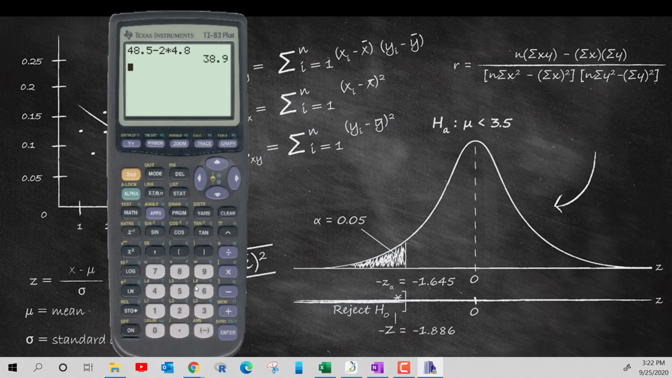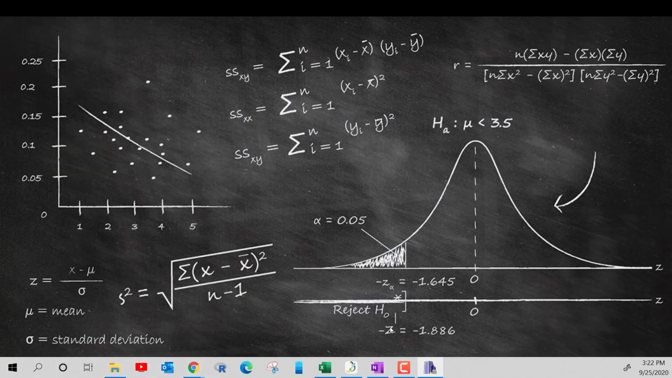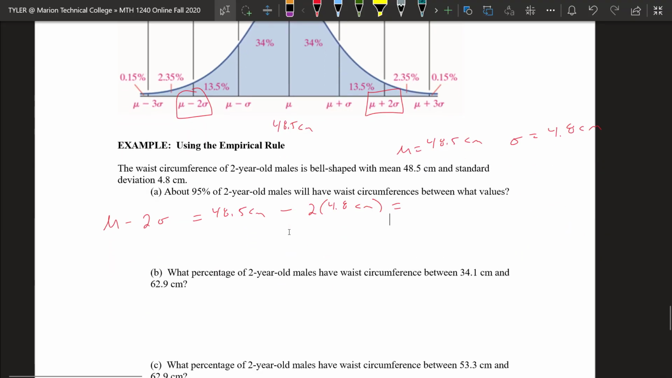We get 38.9, and then we want to take that same thing and just put a plus instead of a minus, and we get 58.1. So those are the two numbers that we're after. This was equal to 38.9, and then mu plus 2 standard deviations was 48.5 plus 2 times 4.8, which gets me to 58.1, and these would both be in centimeters.